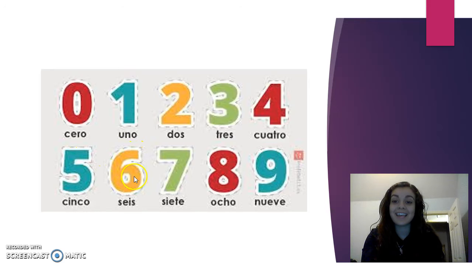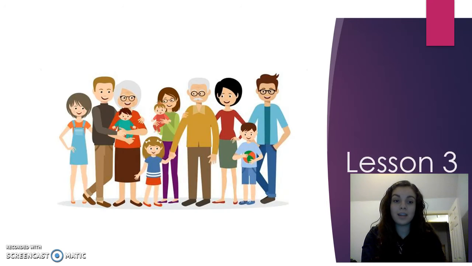6 es 6. 7 es 7. 8 es 8. 9 es 9. And 10 es 10. 1 and 0 equals 10. Alright? Okay, let's move on to the lesson 3. The lesson 3 is the family.